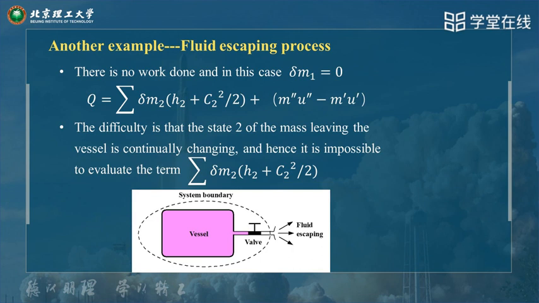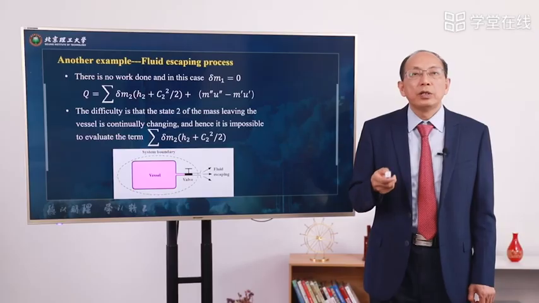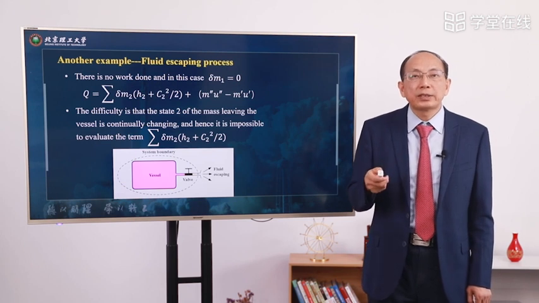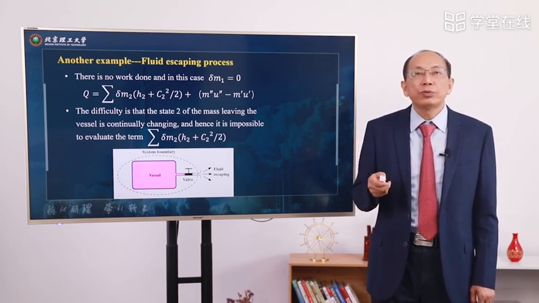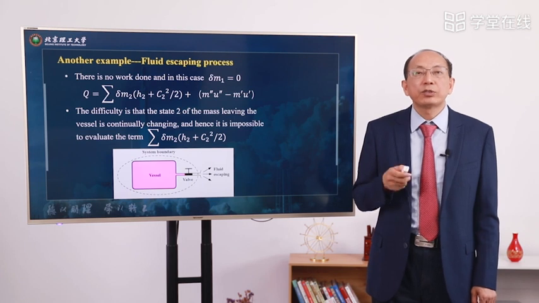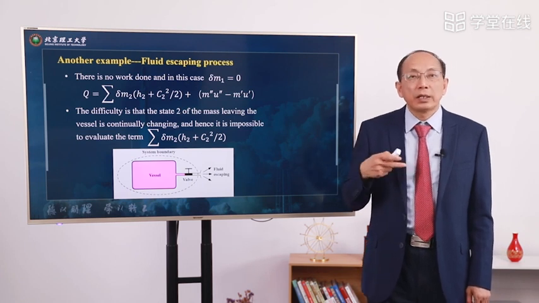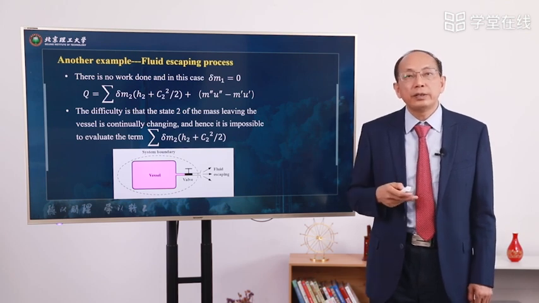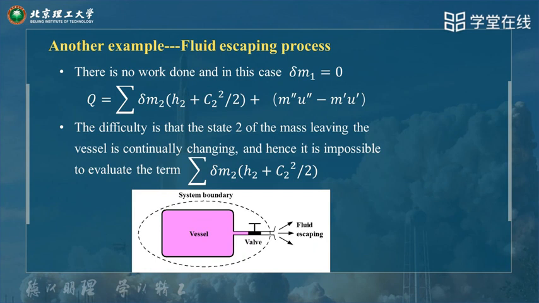So finally we obtain the energy balance equation. Q, all the thermal energy going into the system, equals sigma delta m2 times h2 plus c2 squared divided by 2, which means the kinetic energy of the escaping fluid, plus m2' times u2' minus m' times u', which means the energy difference in the bottle.